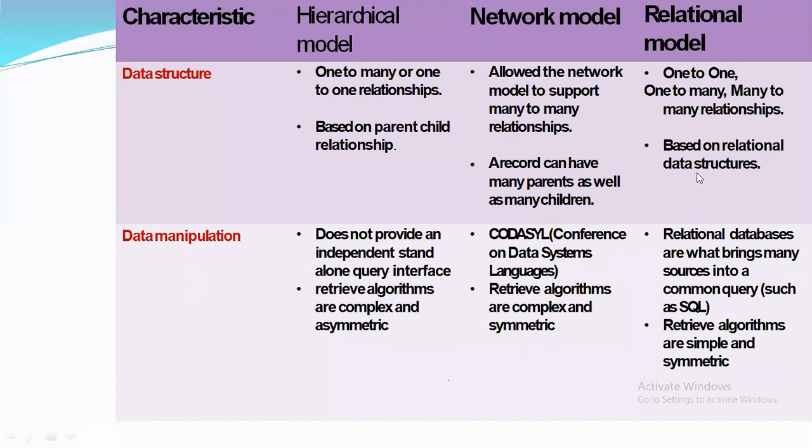Based on relation data structures, what relation do we require? If we require one-to-one, we go for one-to-one. If we require one-to-many, we can use one-to-many. If we require many-to-many, it's no problem. That is the data structure.